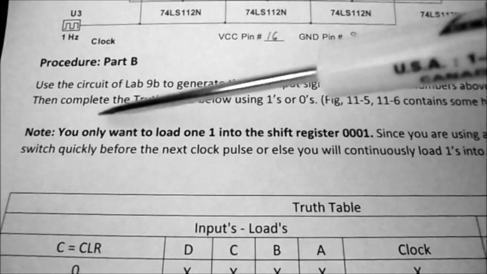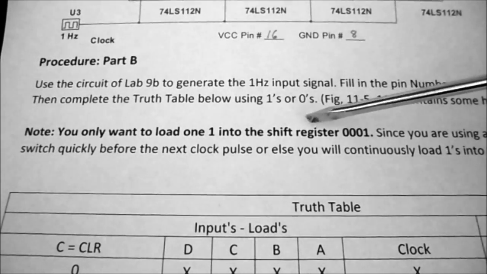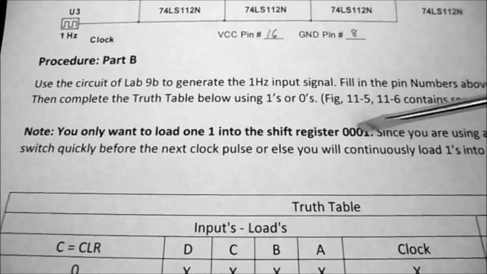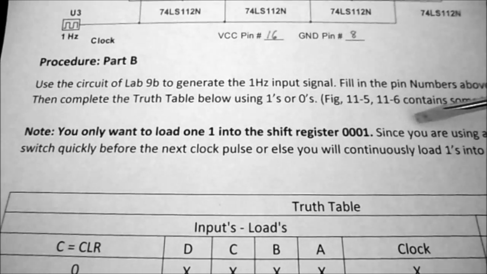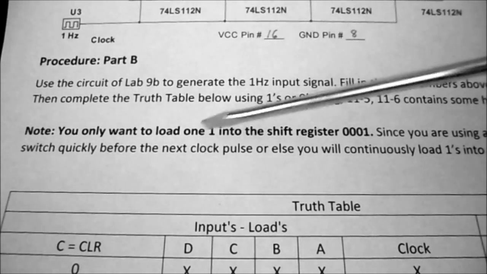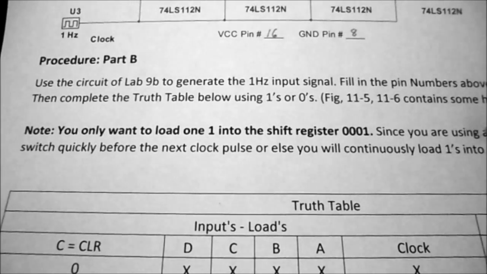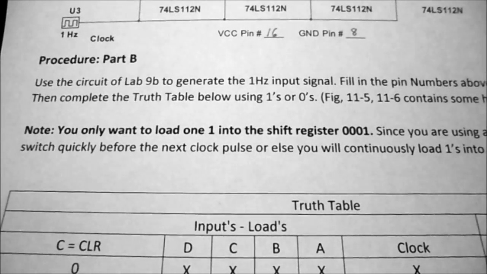Now there is a note here. You only want to load 1, 1 into the shift register, so you get 0, 0, 0, 1. And since you're using a 1 Hertz clock, you must change the A switch quickly before the next clock pulse, or else you will continuously load 1s into your shift register. So that's kind of an important note.